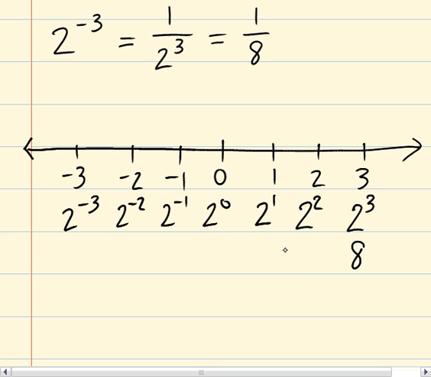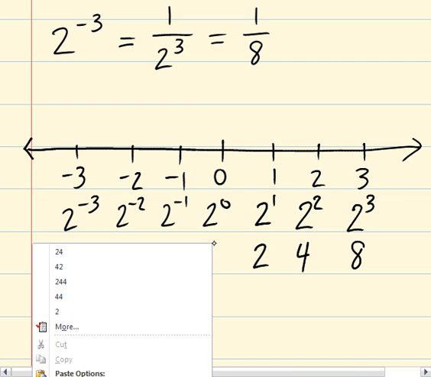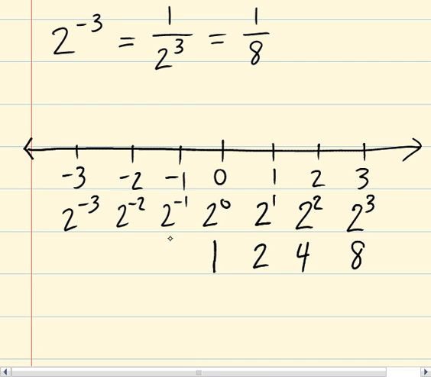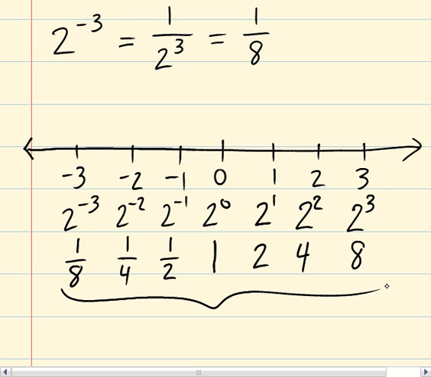2 to the third was 8, 2 squared is 4, 2 to the first is 2. And for some reason, 2 to the 0 is 1, 2 to the negative 1 is 1/2, 2 to the negative 2 is 1/4, and 2 to the negative 3 is 1/8. Okay, look at these answers here. Let's look at them from right to left.